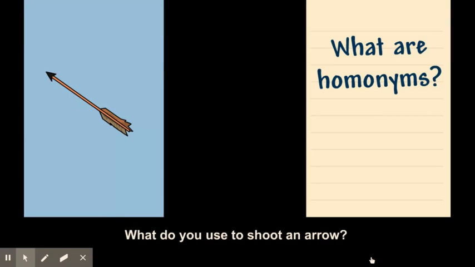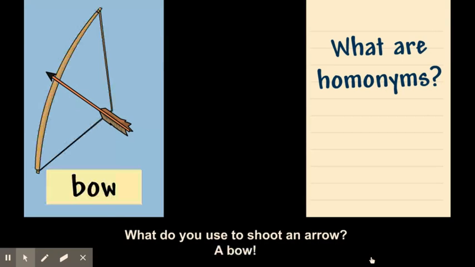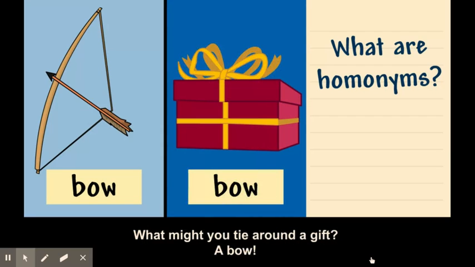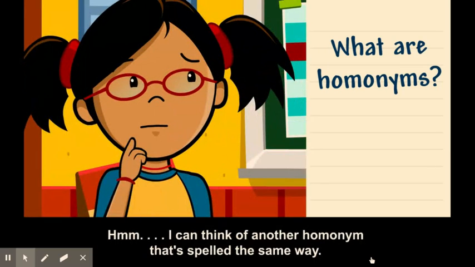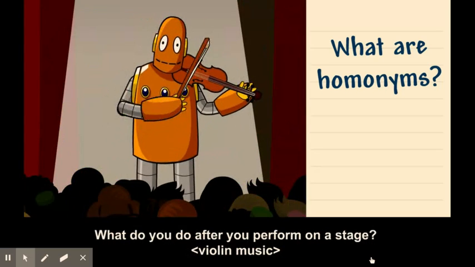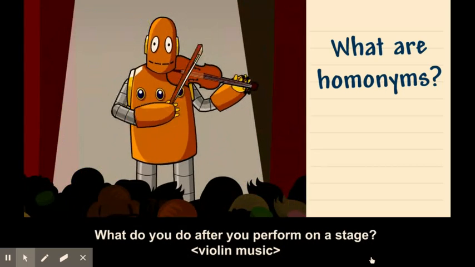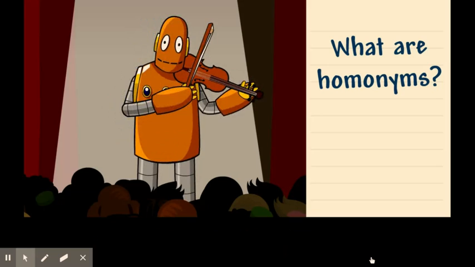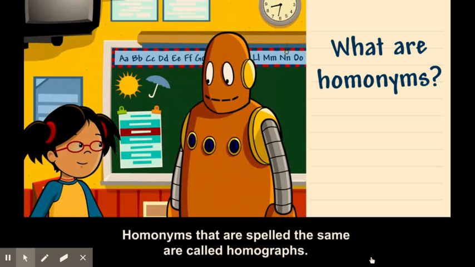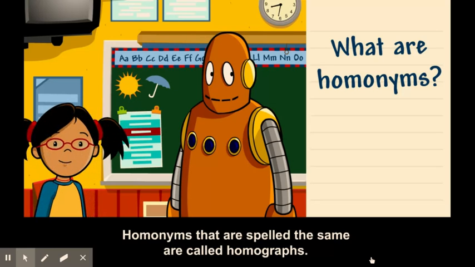What do you use to shoot an arrow? A bow. What might you tie around a gift? A bow. I can think of another homonym that's spelled the same way. What do you do after you perform on a stage? You take a bow. Homonyms that are spelled the same are called homographs.